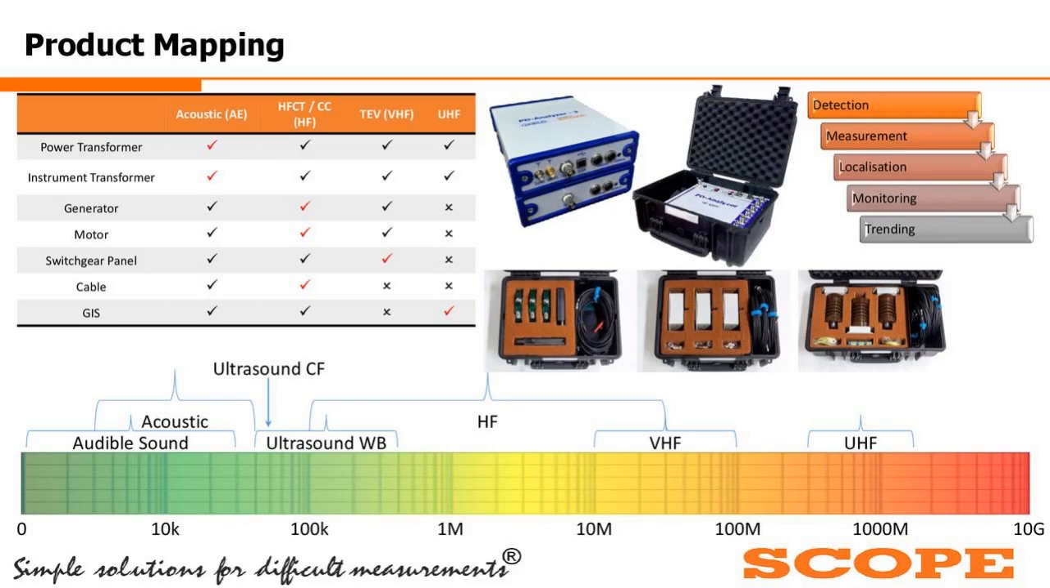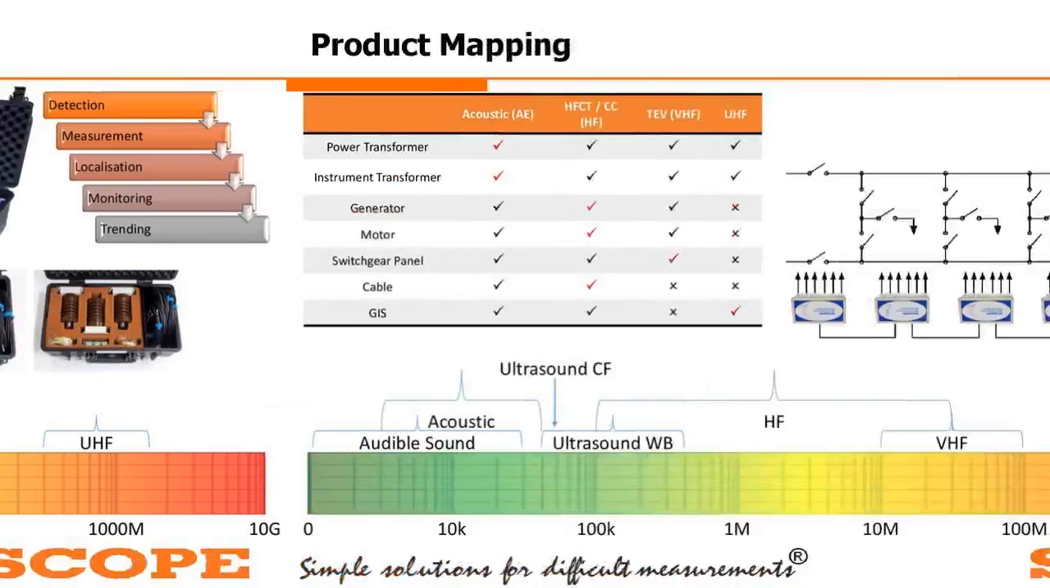If not, we have got external UHF sensors. So almost all the equipments are taken care of by these 2 kits. They are the same kits. It's just that one has got 3 channels, and the other has got 6 channels. The specialty of all the kits that we just saw is that they are all battery operated. So you don't need to worry about dragging a cable all around your substation.